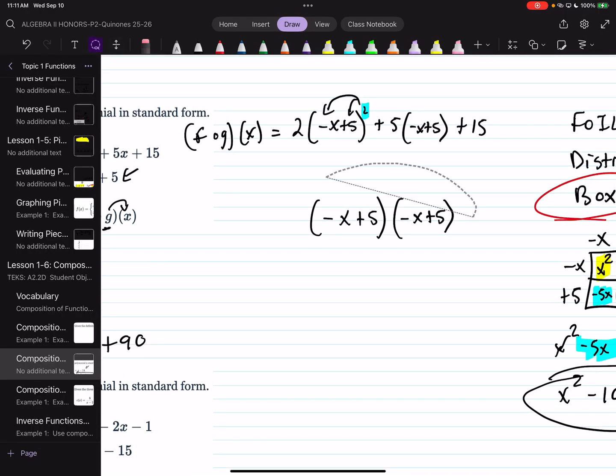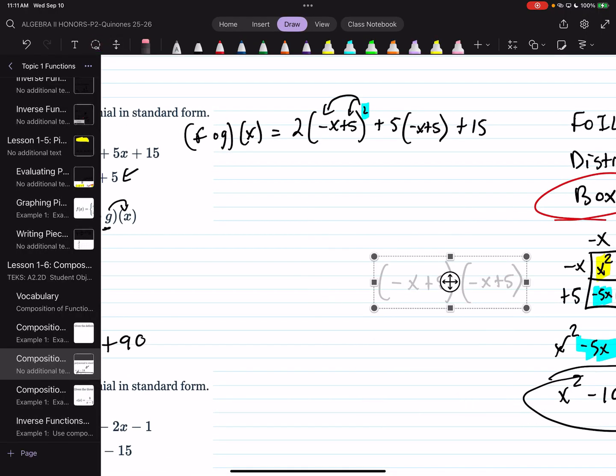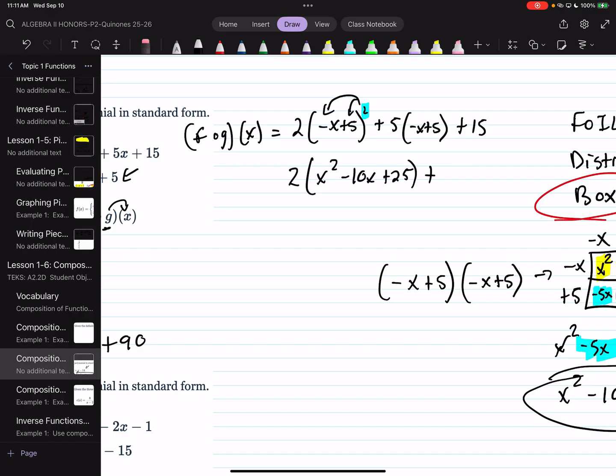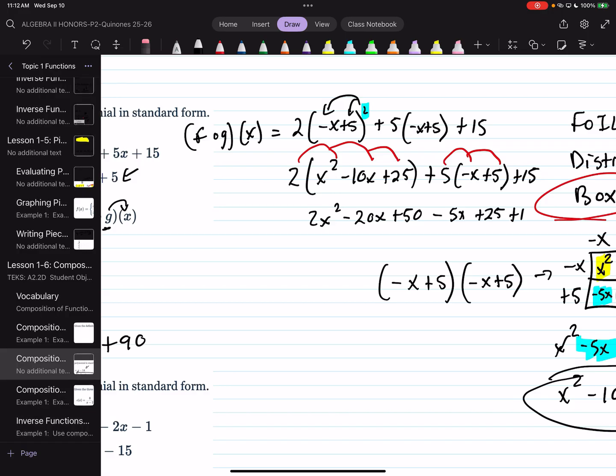So, let me move this down. Now this turns into 2 times x squared minus 10x plus 25, plus 5 times negative x plus 5, plus 15. Now you can do this. Let's distribute. This is 2x squared minus 20x plus 50, minus 5x plus 25 plus 15.